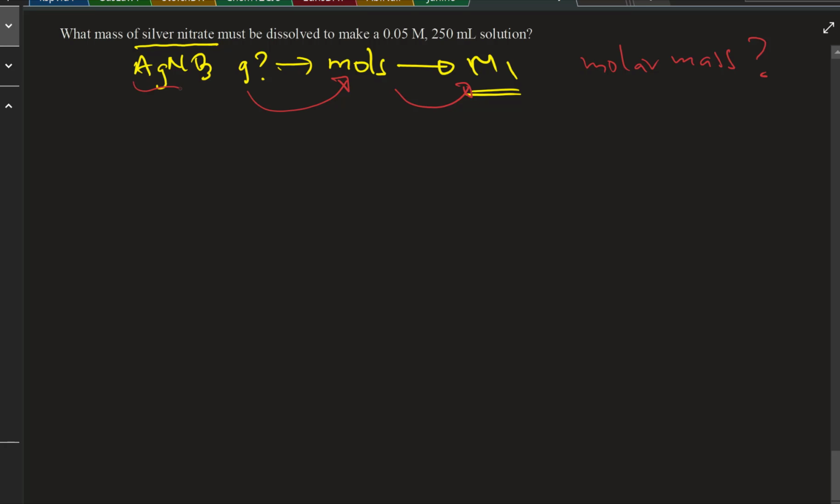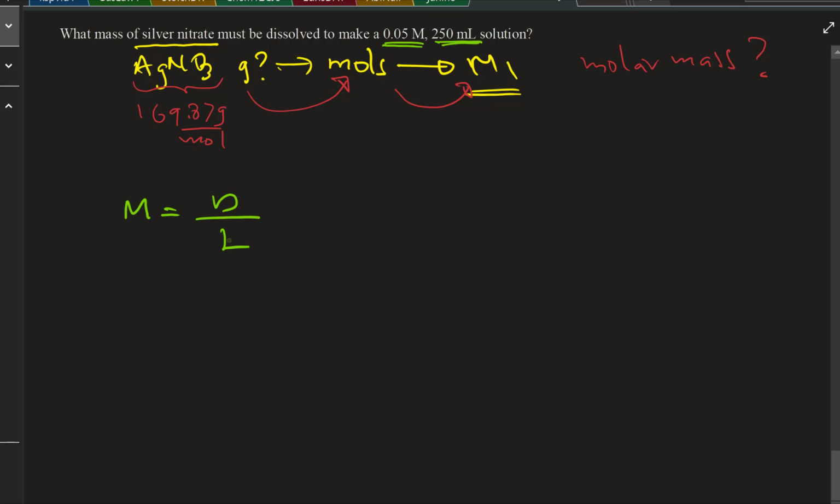So most of the time when you're given the formula, make sure you just get the right values. In this case, silver is 108, nitrogen is 14, O3 is 48. That will give you 169.87 when you get the actual values from the periodic table, right? But if you're not doing calculation of molar masses, just copy it from Wikipedia, from the internet, right?